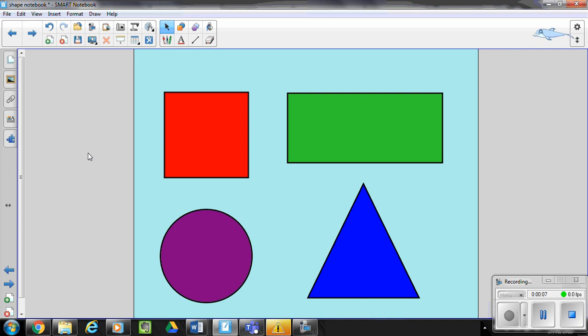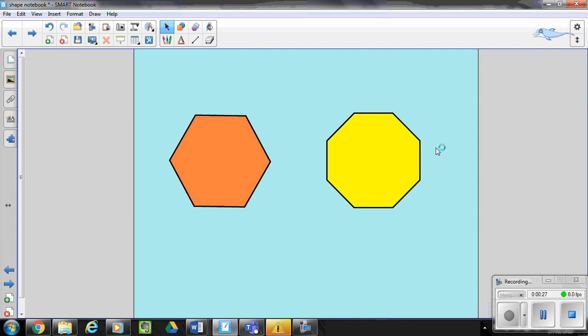We're going to carry on learning about 2D shapes and practicing describing our shapes using the language sides and corners. To begin with, just going to remind ourselves of the names of these shapes. So we've got a square, a rectangle, a circle and a triangle. We're also going to be using these shapes today. So we're going to remind ourselves of what these shapes are called.